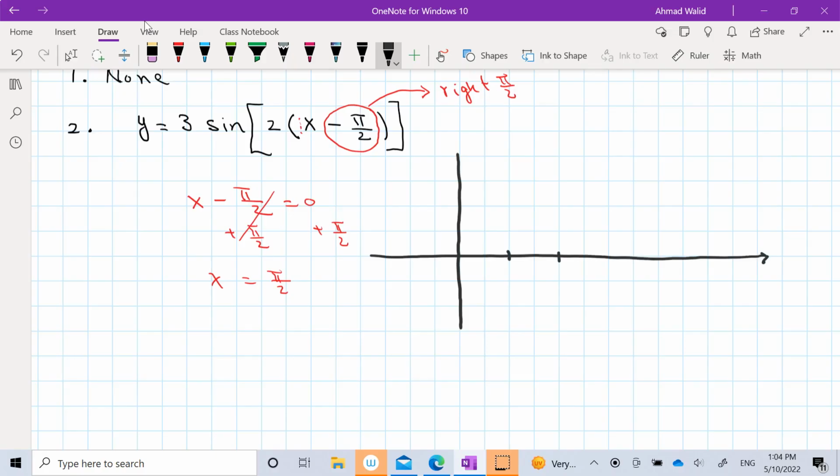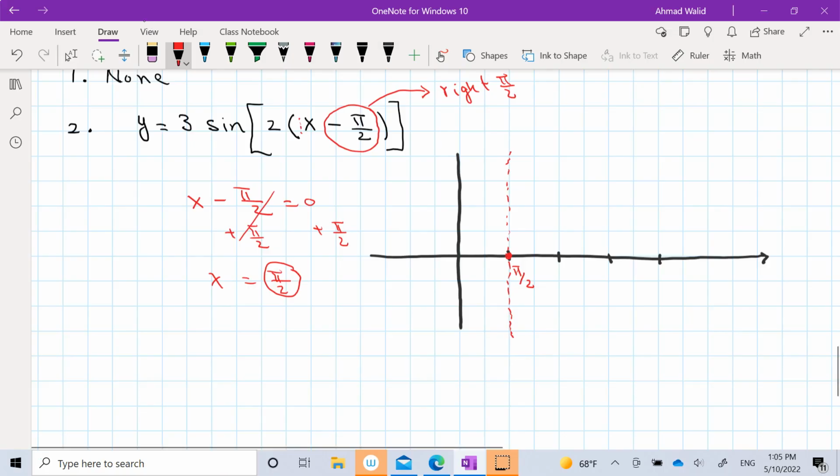One, two, three, 4, correct? I don't have a vertical shift. I have a horizontal shift by how much? By pi over 2. Pi over 2 is actually here, right? This is your pi over 2. What I do, I'll draw here a line. And this line for me means my new y-axis, correct? Because it's a horizontal shift.